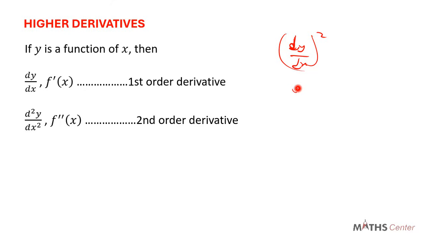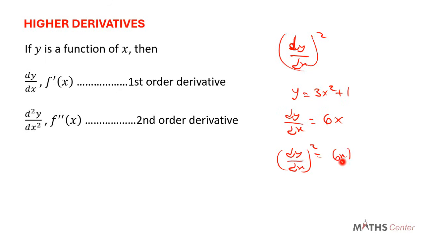Let's go back to our example. Let's say we have y is equal to 3x squared plus 1. Okay. Now, when you find dy/dx, you are going to have 6x. Okay. If the question says find (dy/dx) all squared, what it means is that this 6x, square it. So your (dy/dx) all squared will be equal to (6x) squared. And this gives us 36x squared.